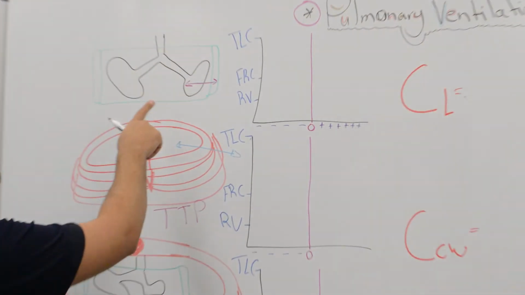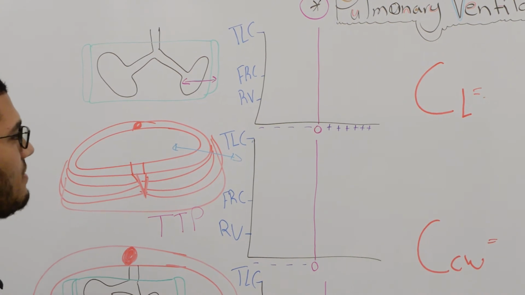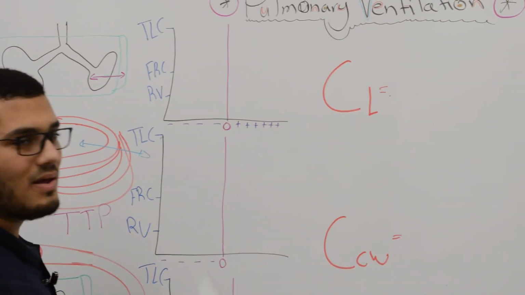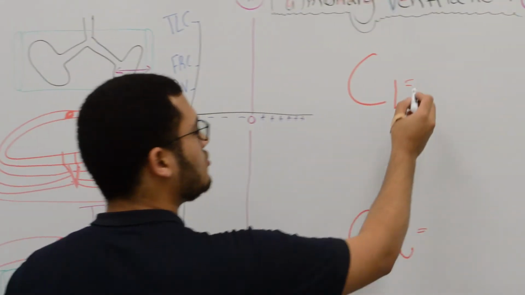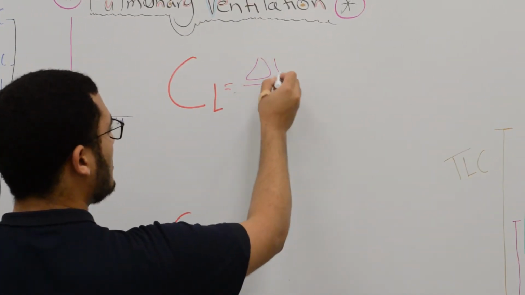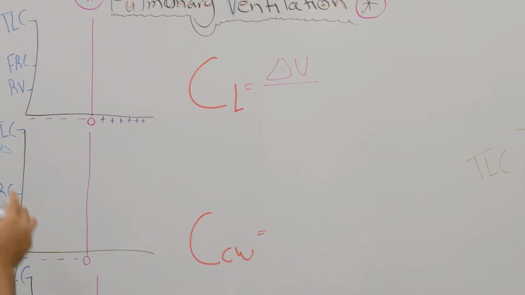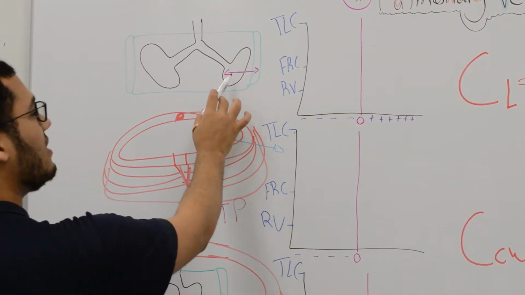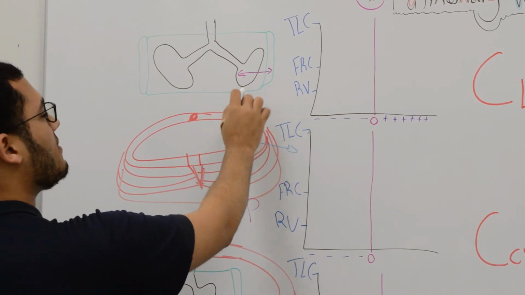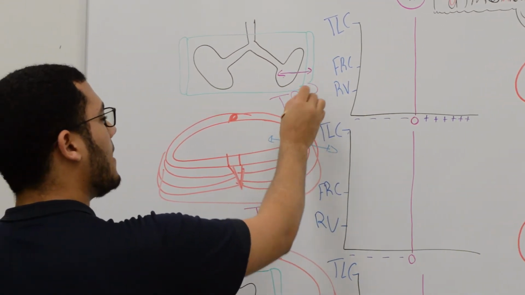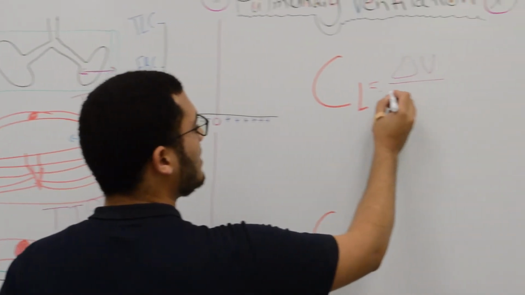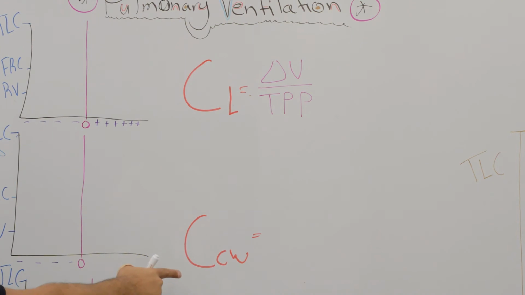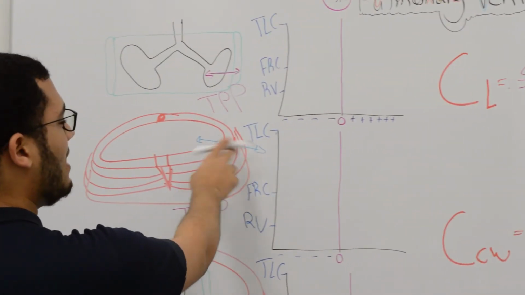The lung itself has its own compliance. What do I mean by that? You remember the compliance of the lung: we said compliance equals volume over pressure. So it will be volume, but what pressure do we mean here? We mean the transpulmonary pressure, the pressure between the alveoli and the pleural pressure, the TPP. The compliance of the chest wall will be between the chest wall and the atmospheric pressure.